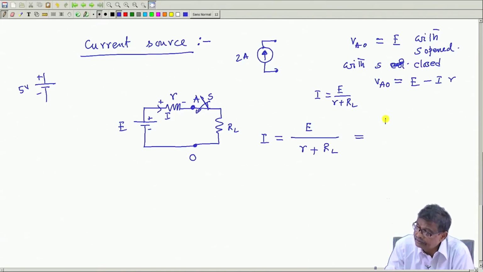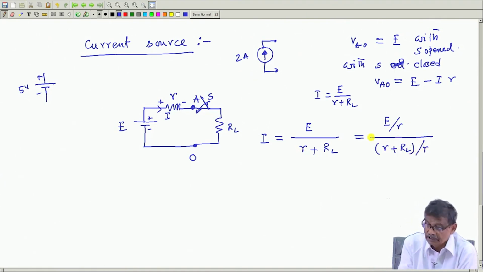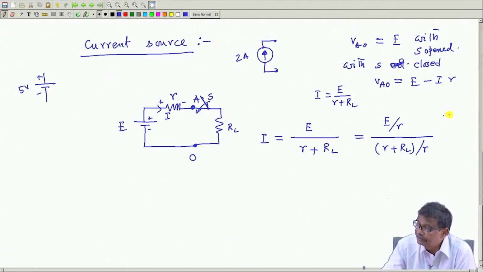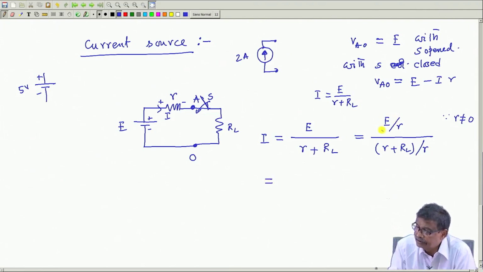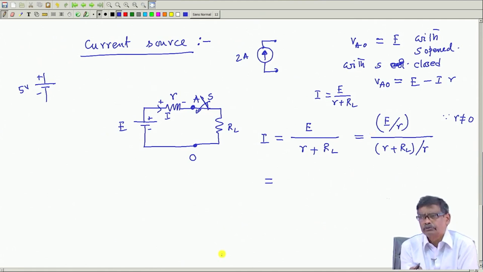That is, I will say that this is nothing but E by r, and r plus RL by r. I can do that because r is not equal to 0, it is a practical voltage source. So, I can divide it, since r is not equal to 0, a practical battery. Now, this quantity E by r is the property of the source.